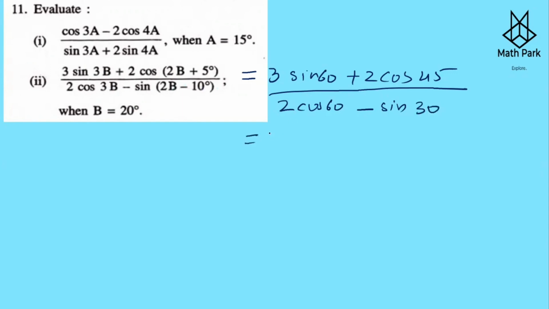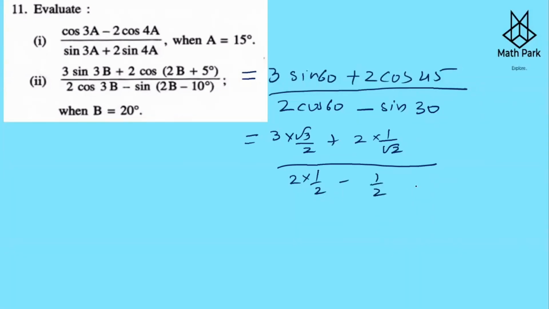Let us put the values now. Sine 60 is root 3 by 2. So 3 times root 3 by 2 plus 2 cos 45 is 2 times 1 upon root 2. Cos 45 is 1 upon root 2. Cos 60 is half. So 2 into 1 by 2 minus sine 30 is half. So it is 1 by 2. Okay. Now this is cos 45 is 1 upon root 2. So we have substituted values. Let us simplify it further. Utilize this to make the denominator 2.